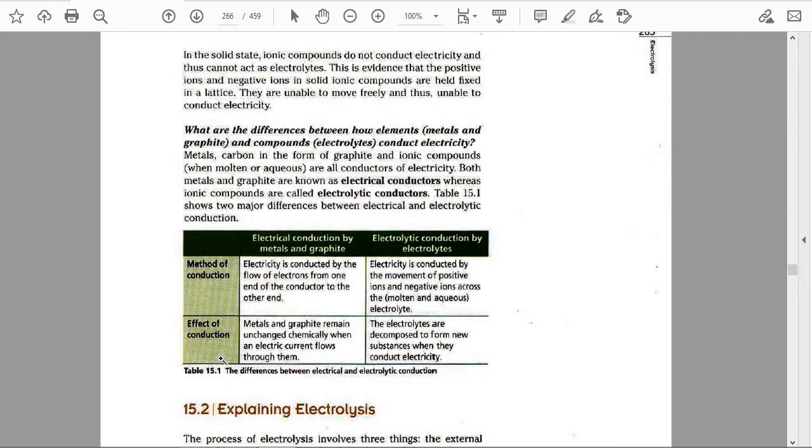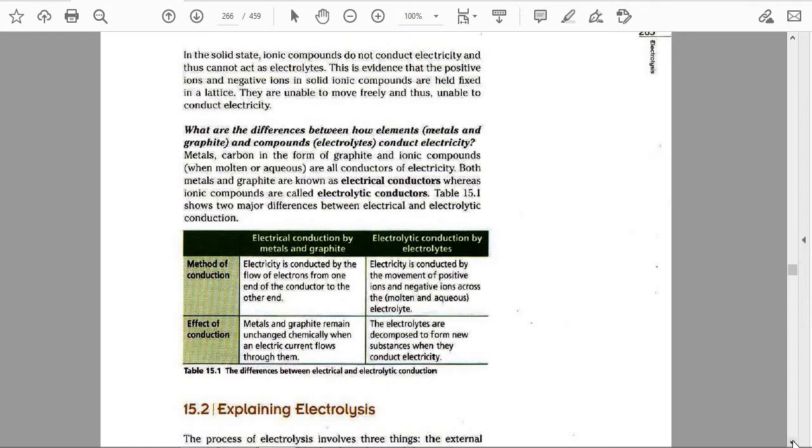Good. So how about the effect of conduction? Metals and graphite remain unchanged chemically when an electric current flows through them. However, electrolytes are decomposed, split up, which means they become positive ions and negative ions, to form new substances when they conduct electricity. So there is a difference between electrical and electrolytic conduction.